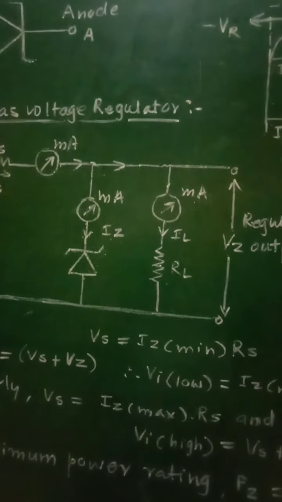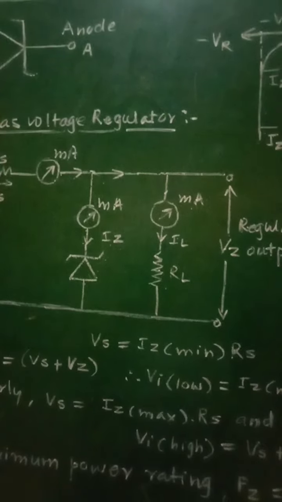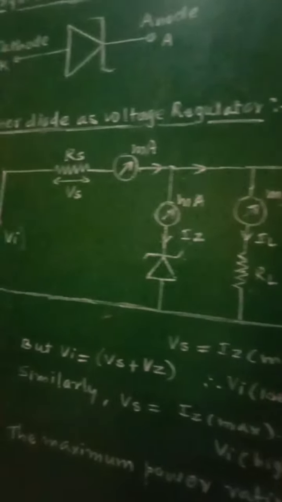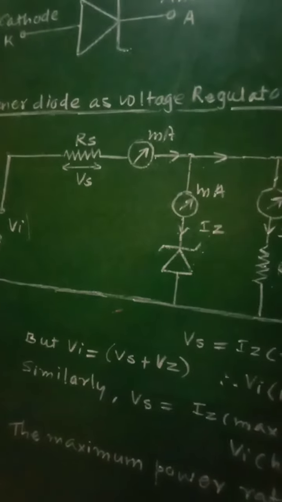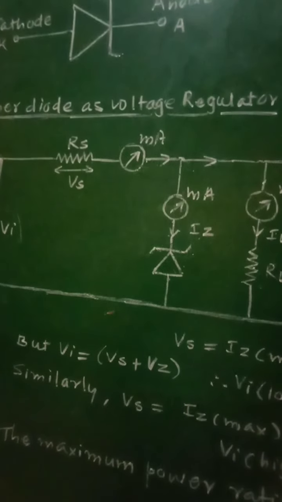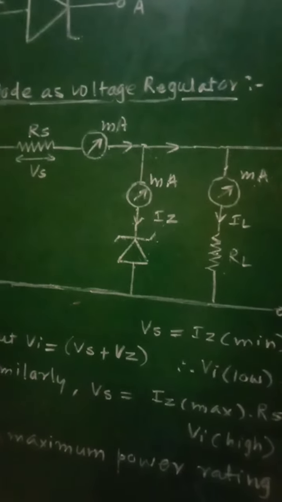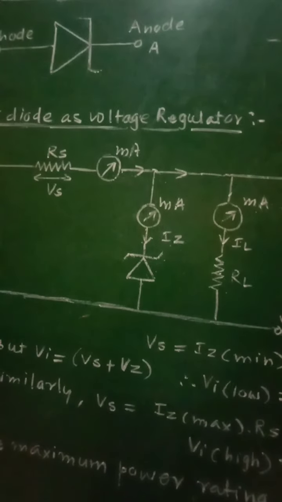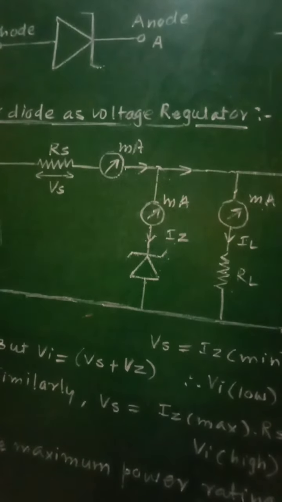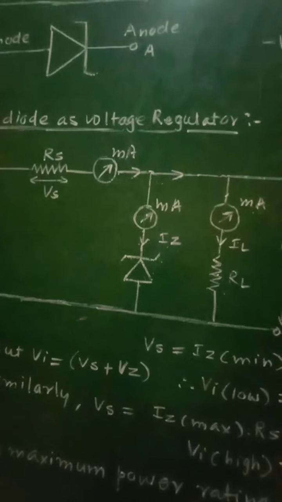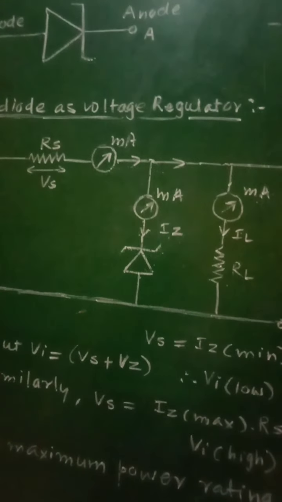First one, when the input voltage Vi increases, the voltage across the series resistance Rs also increases, and then this will cause an increase in the current through the Zener diode.